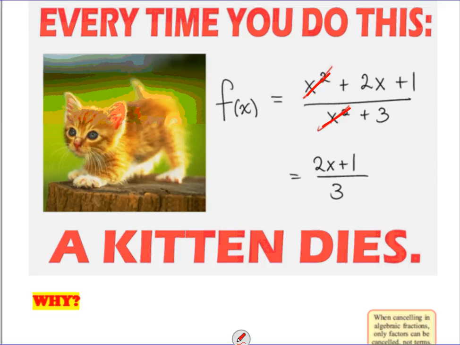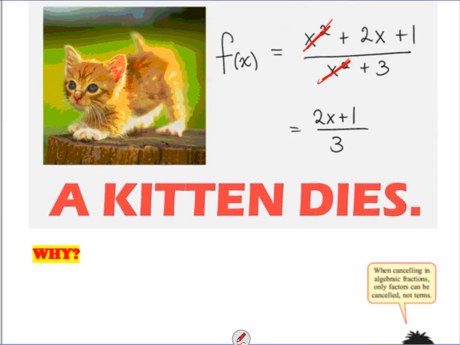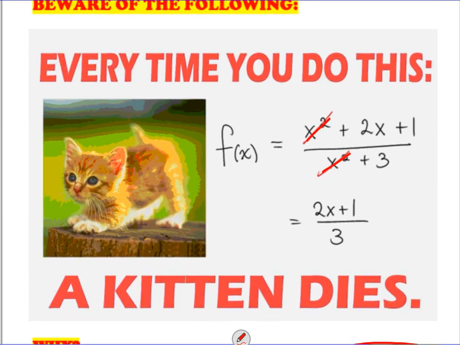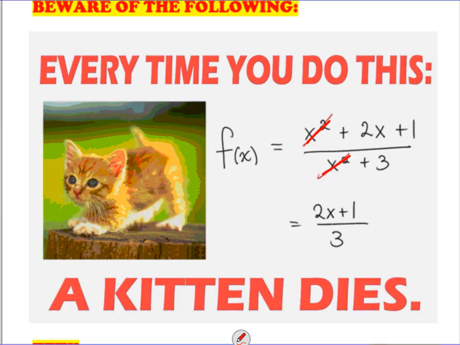When cancelling algebraic fractions, only factors can be cancelled, not terms. So are there any common factors to the numerator and the denominator? Are there any factors of the numerator that are also factors of the entire denominator? You could try to factorize, for example, x squared plus 2x plus 1. That would give you x plus 1, x plus 1.